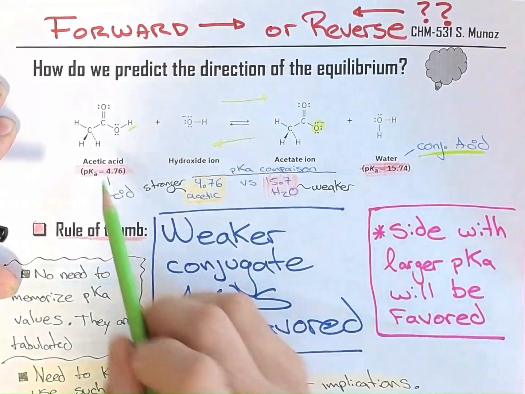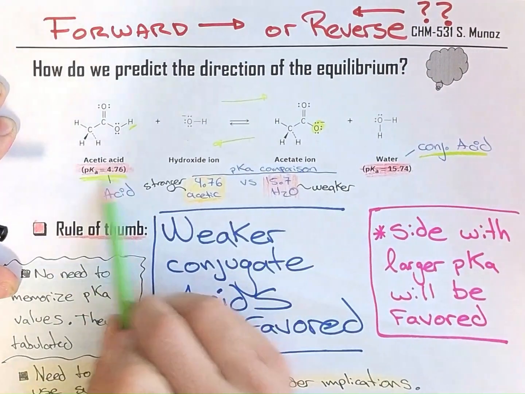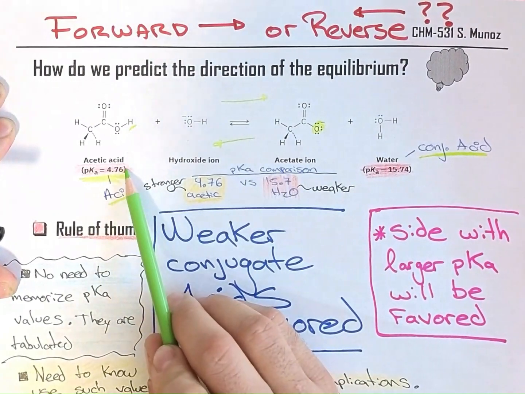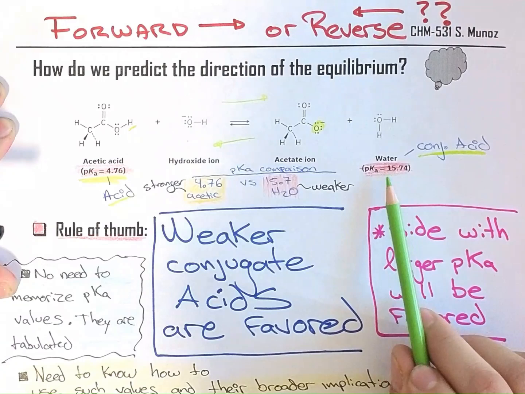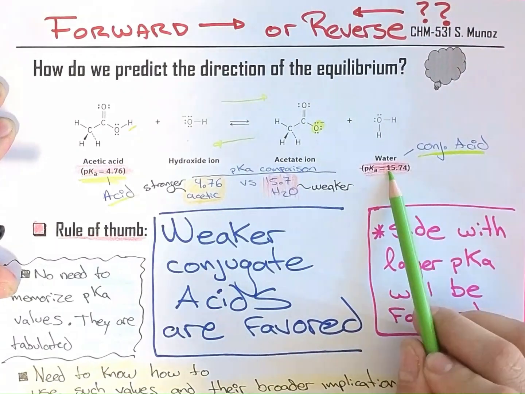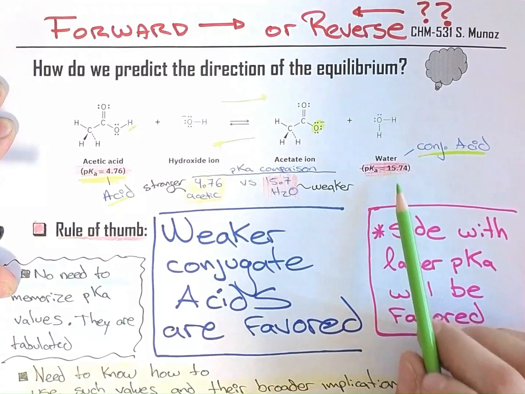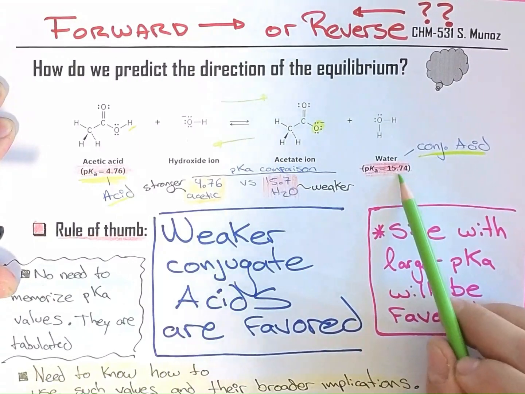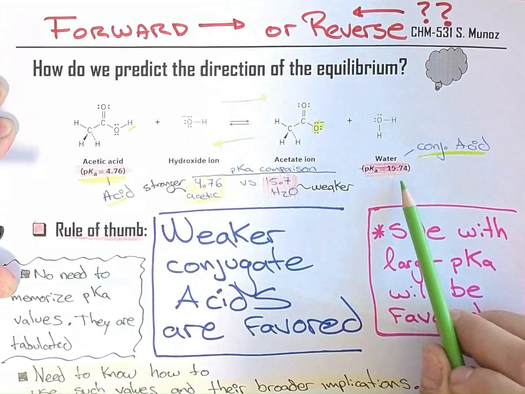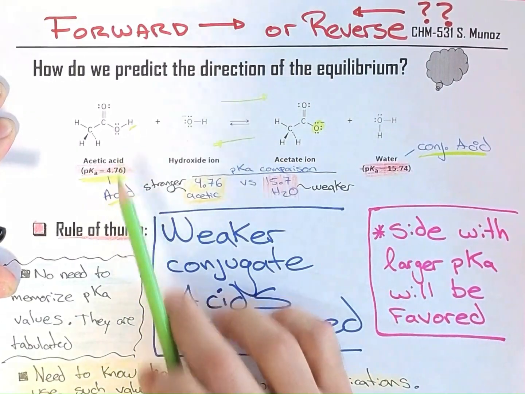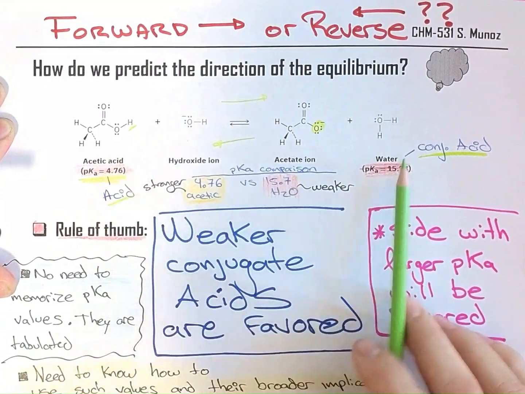And so now the values that we must compare are the pKa of the acid, how strong is acetic acid, and the pKa of the conjugate acid form, how strong is water. Because, as you may recall, the direction of the equilibrium is always going to favor the formation of weaker acids. In other words, stronger acids are going to form weaker acids. And in this particular case, as it so happens, the reaction goes to the right.